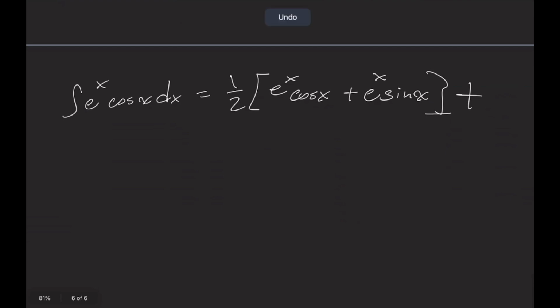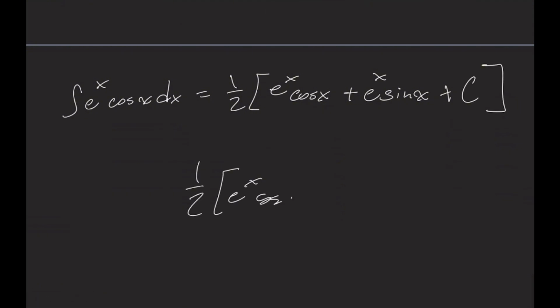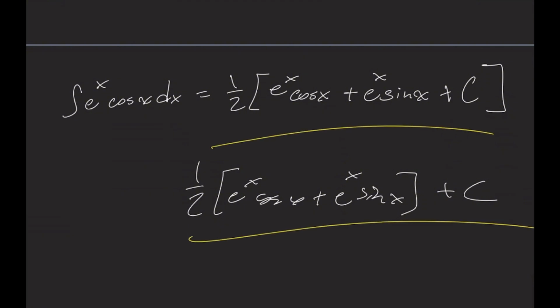It doesn't actually matter. You can do plus C here, or you can do 1/2 times the quantity e^x cos x plus e^x sin x, close the bracket, plus C, because C is just a random constant, so 1/2 times C is going to be still a constant, right? Yeah, so this is the answer. These are the same answer.